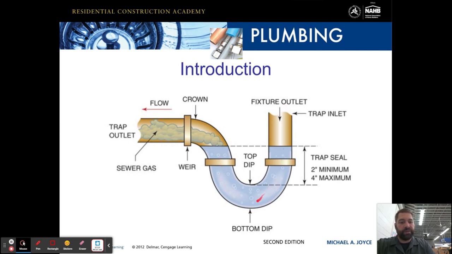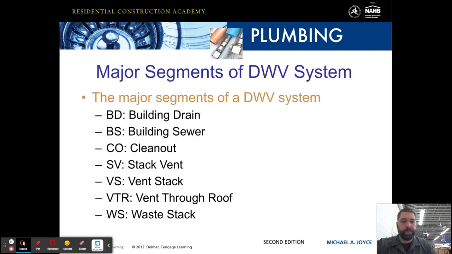So as this goes down, this is where drains tend to clog. So we have our top dip, our bottom dip. And as we go up, here's the crown weir, and it's flowing out that way. So the pressure actually takes this and then pushes the water up and over, but it leaves enough right here to keep that seal in place.